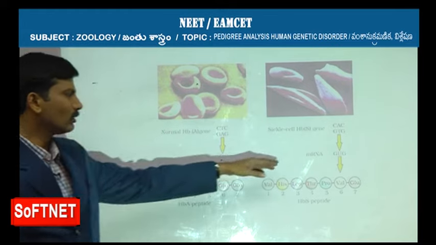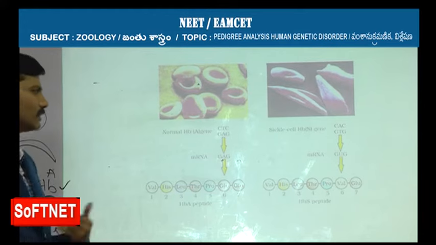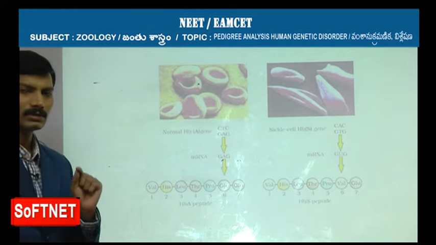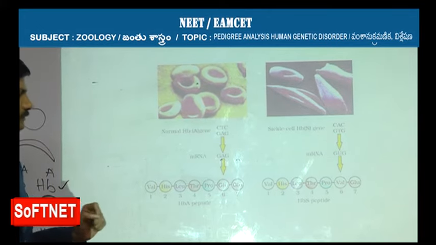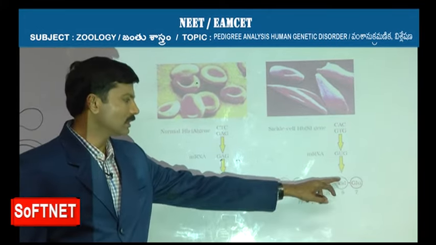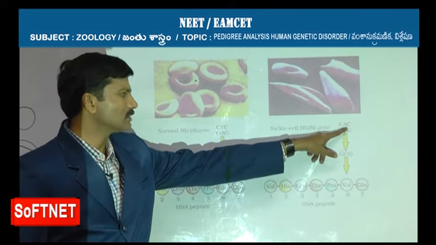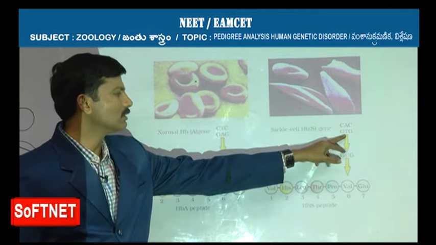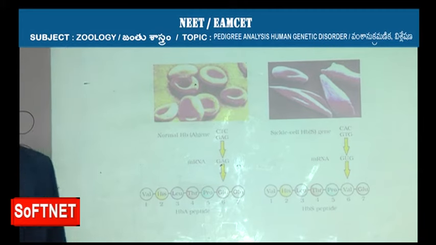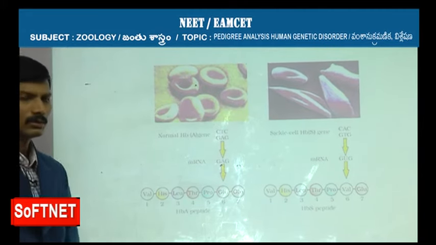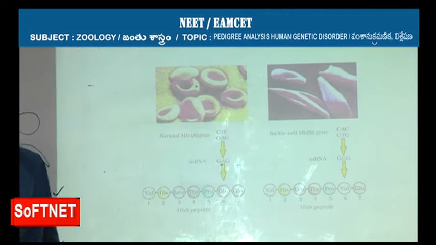As a result of the point mutation, the A is replaced by thymine. That single base pair mutation is actually responsible for the replacement of glutamic acid with valine. That single base pair is mutated, and in place of it GUG is coded, which codes for valine, so sickle shaped cells are formed from the normal RBC cells.